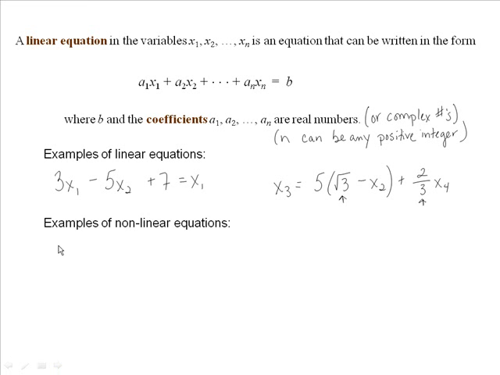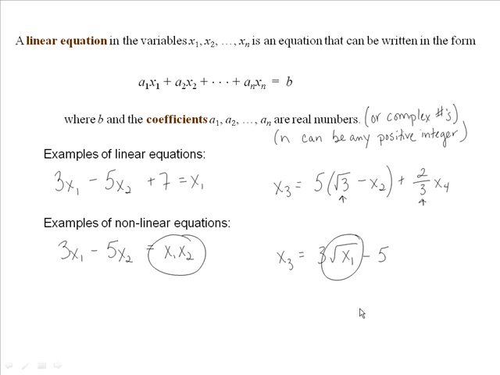So here's an example: 3x1 minus 5x2 equals x1 times x2. The fact that we're multiplying our variables here means it's nonlinear. And then x3 equals 3 times the square root of x1 minus 5. Because the variable is under the square root symbol, this is a nonlinear equation.